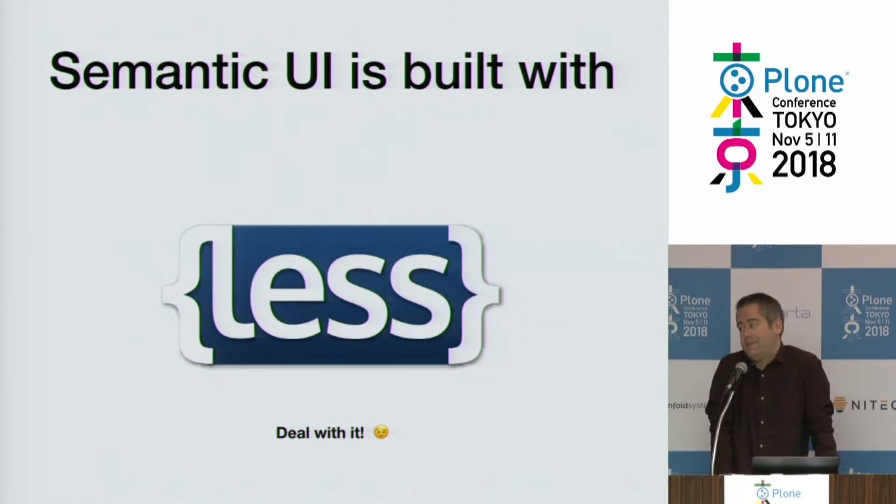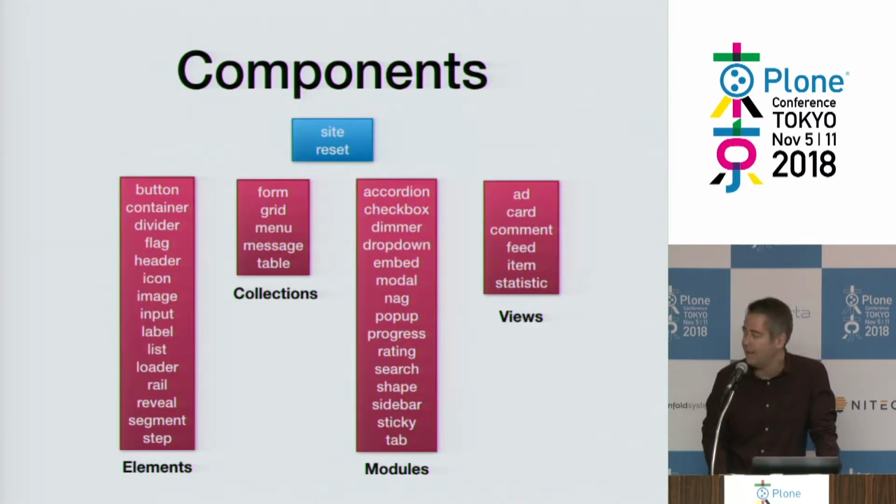But it's fair enough. I mean, both things are close. We already have LESS in Plone, and it's not that bad. I mean, yeah, of course, SASS is quicker because of live SASS and everything, but it's not a big deal in the end. So we have components in Semantic UI.